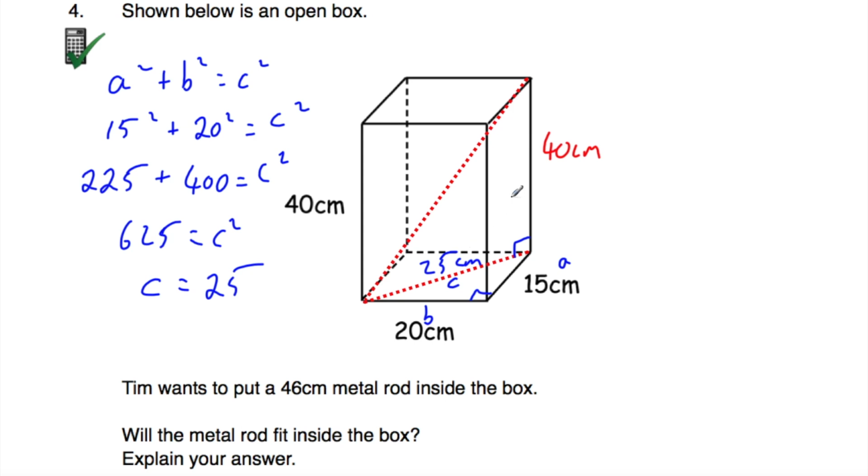So that's fantastic. Now if we have a look at this other triangle here, we've got the length of the two shorter sides, which are 25 centimeters and 40 centimeters. Then we can use Pythagoras' theorem to find the length of that diagonal. And then we'll figure out, will the rod fit into the box or not.